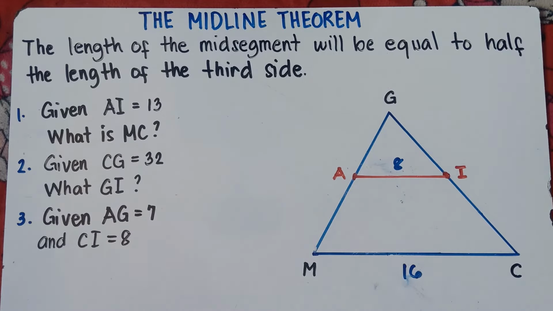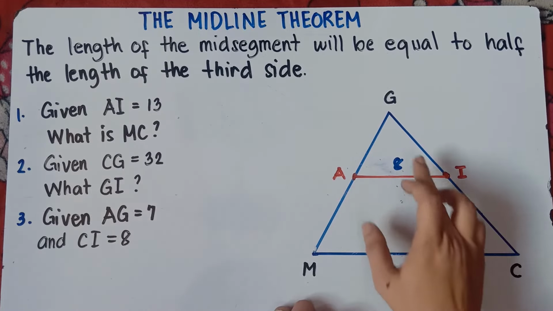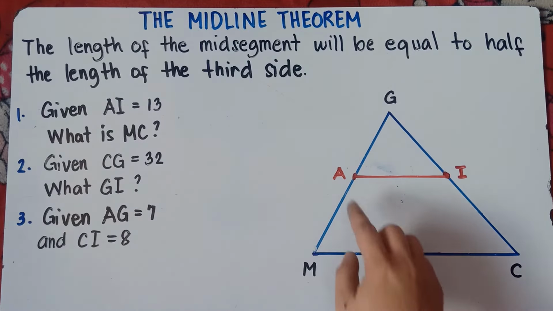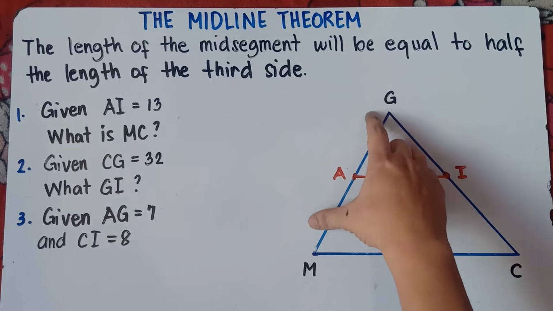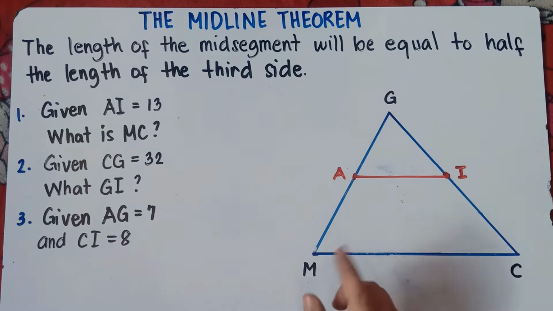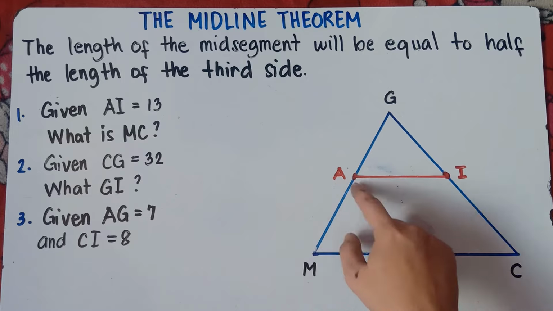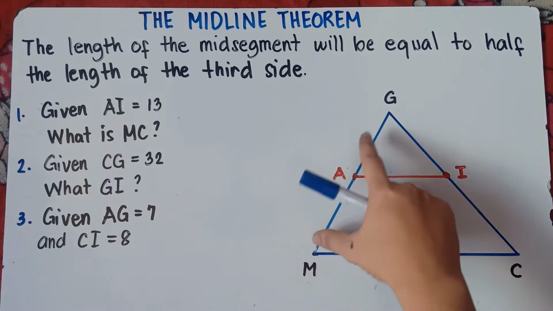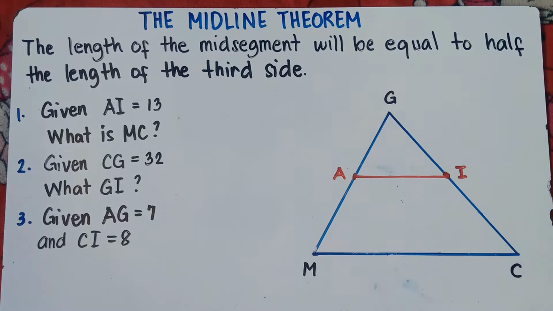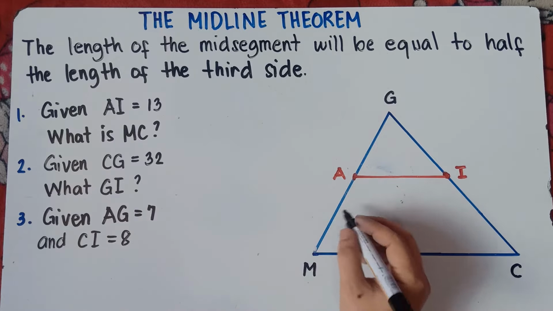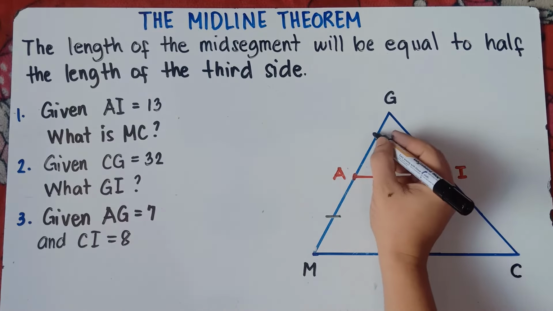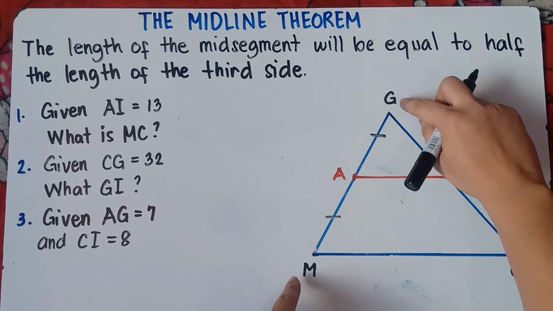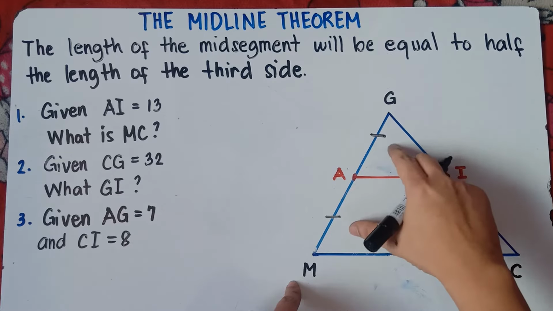So that's the thing about the midline theorem. Now, with regards to this side, we cut this line segment MG into two equal parts because A is the midpoint of line segment MG. Therefore, this line is congruent to this line. Why is that, sir? Because A is the midpoint of line segment MG. We cut MG into two equal parts.